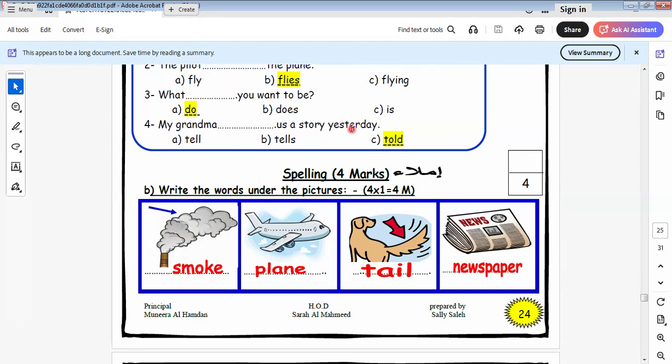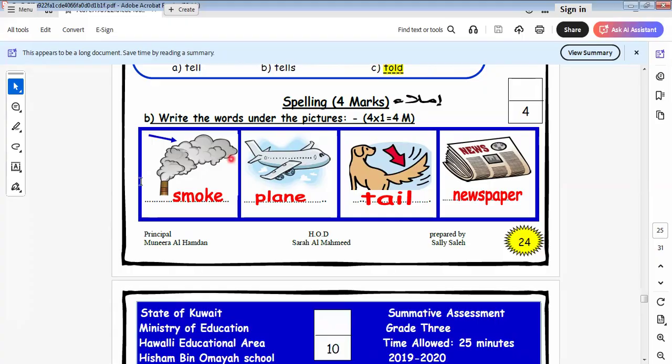And I would like to say that when we use did in the past simple form, the verb must be returned to its stem or its infinitive. For example, if we say, I played football yesterday, when we ask with did, we say, did you play? So here I return the verb to the stem. I use did to replace the tense of the verb. Okay, you must know this. My grandma told us a story yesterday. Here's told. Let's go to this question.